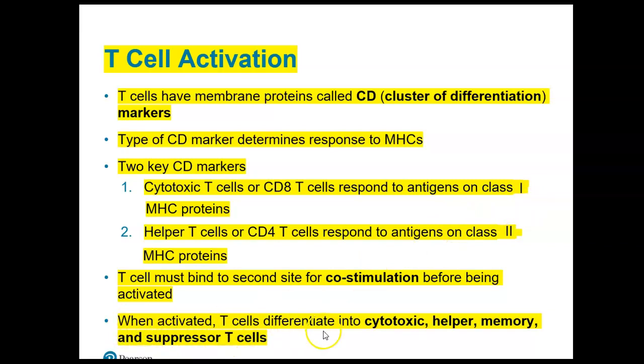When activated, T cells will differentiate into several different types: cytotoxic T cells, helper T cells, memory T cells, and suppressor T cells. Just remember, it's the helper T cells that initiate the immune response. Helper T cells have to recognize the antigen before more T cells can be activated and before B cells can be activated.